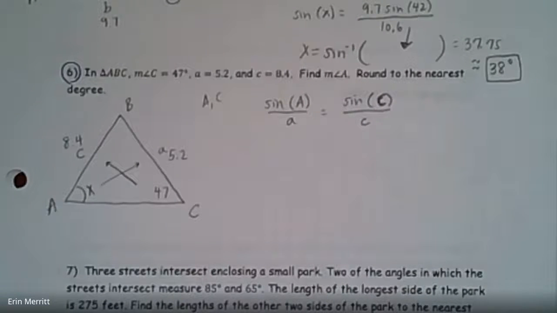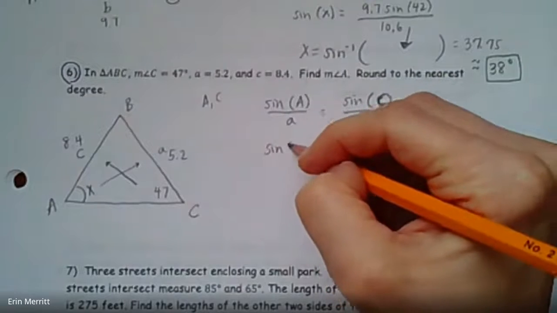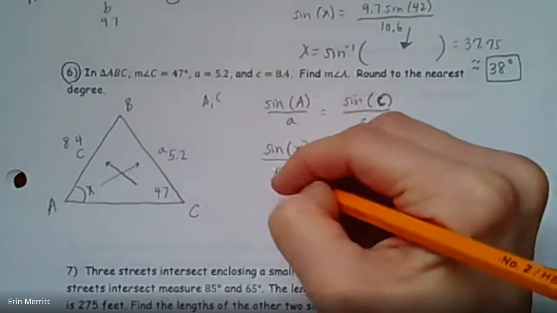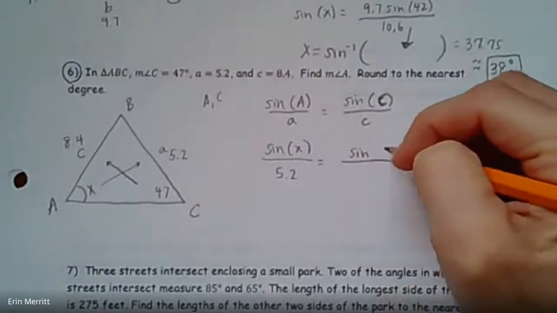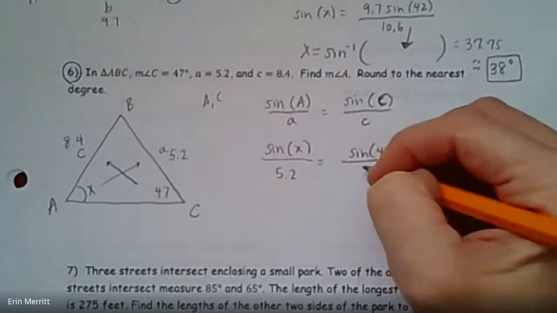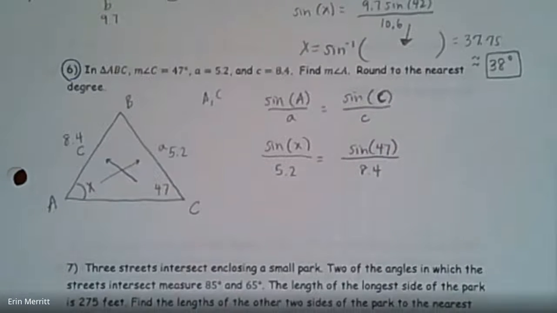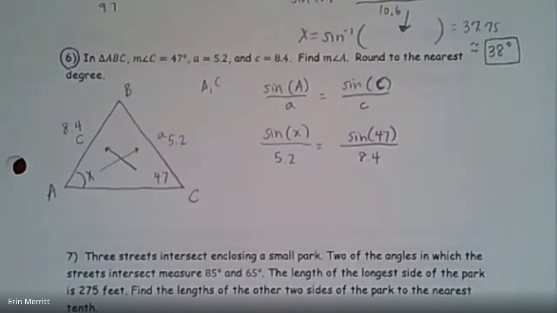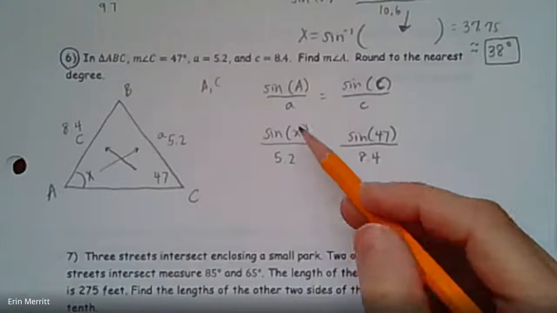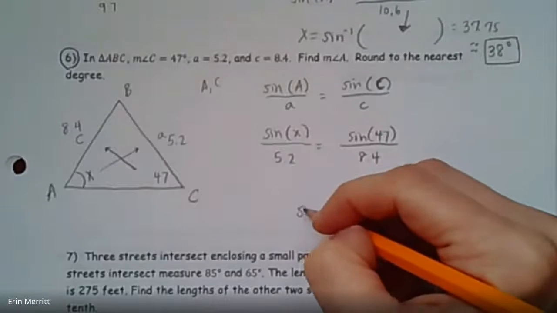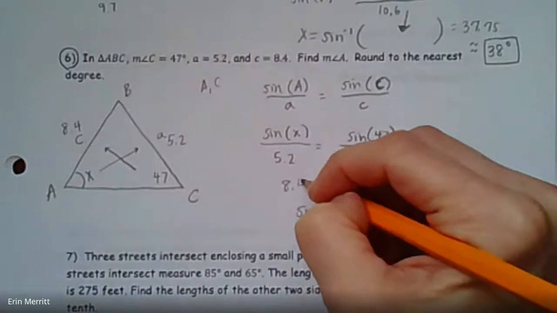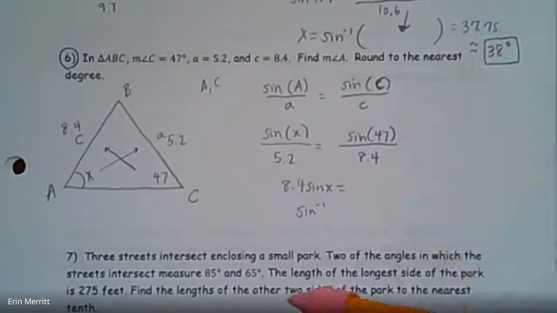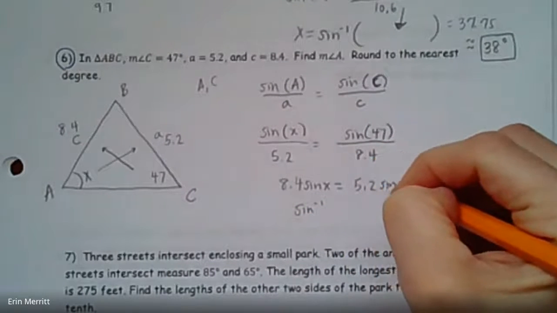Right? Simple as that. So if we set this one up, it should be sine of x over 5.2 and then sine of angle C, so that's 47 degrees, over 8.4. Here's another one that because you're looking for the angle, you would cross multiply and then ultimately end up using inverse sine to get that answer. So if I show it, it'd be 8.4 times sine of x and then equals 5.2 times the sine of 47.